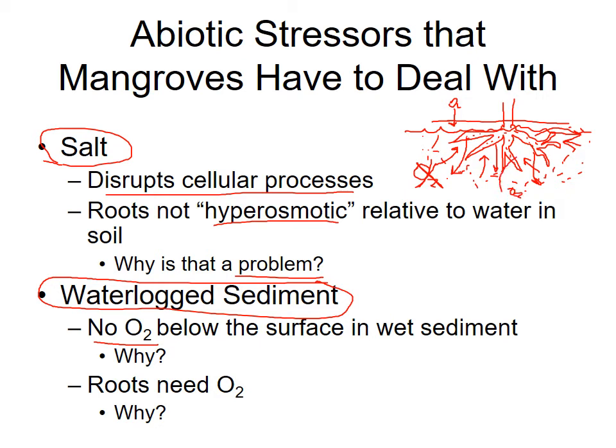So the sediment has no oxygen in it, and that is a problem because roots need oxygen to survive. The cells in the roots need oxygen to do their cellular respiration. And if the roots don't have some way of getting oxygen, they will die. So the plants need some way to get oxygen from the air into their roots, and I'll show you some ways that mangroves have adapted to do that.